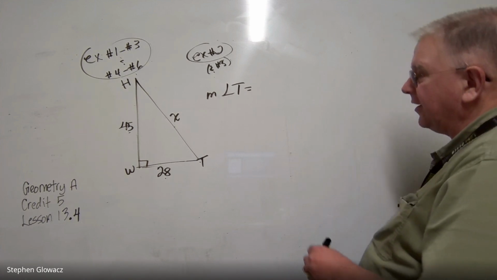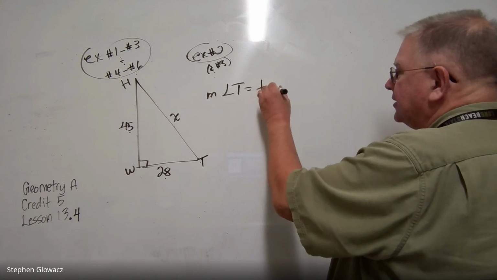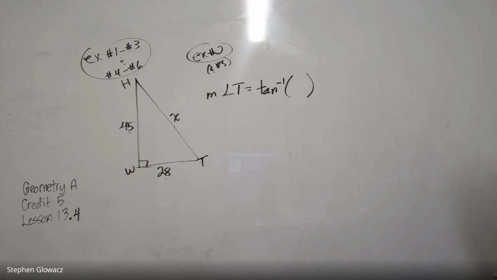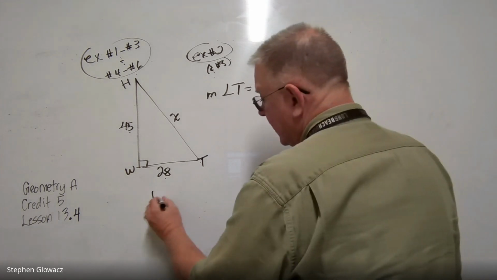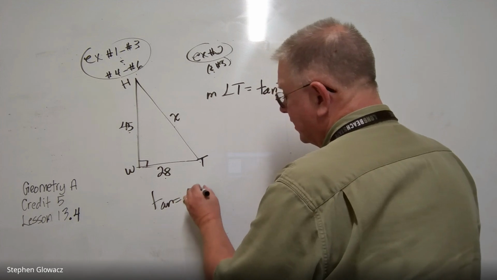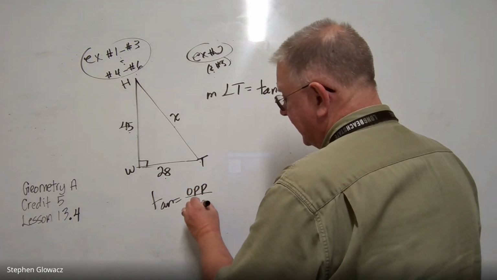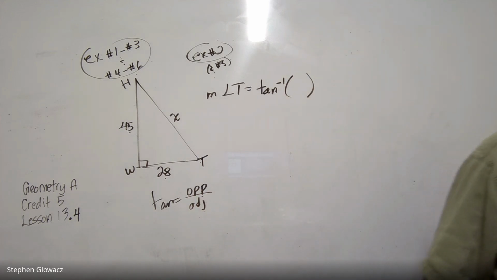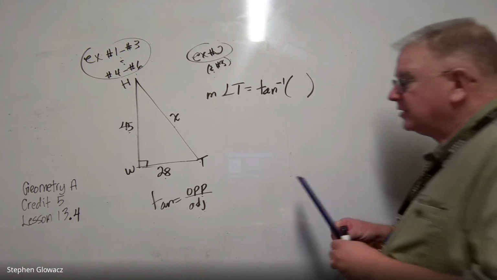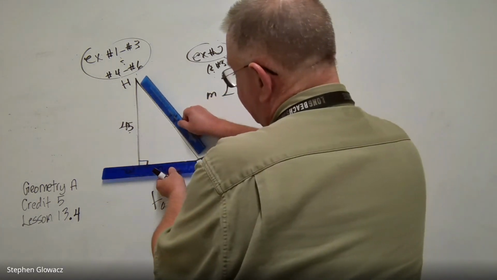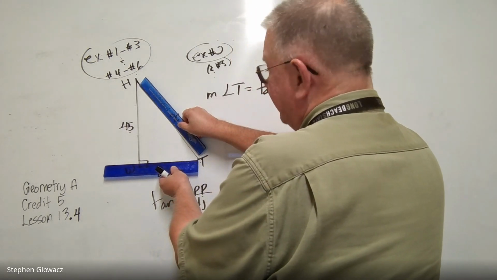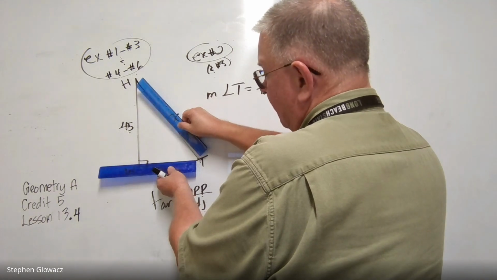So the measure of angle T would be the inverse tangent of... well, what ratio? Remember, tangent is the opposite leg over the adjacent leg. We'll just abbreviate that. And remember how we find the opposite leg and the adjacent leg. If this is angle T, these are the two sides that form angle T. The opposite leg is the side that's not part of what forms angle T.